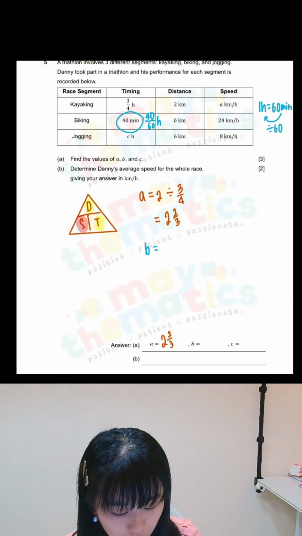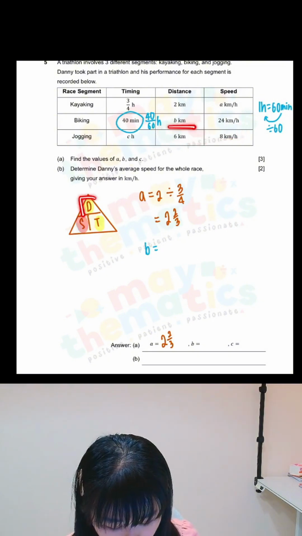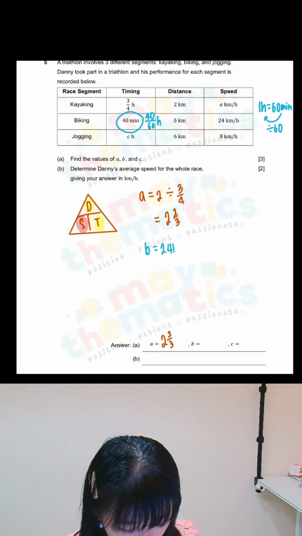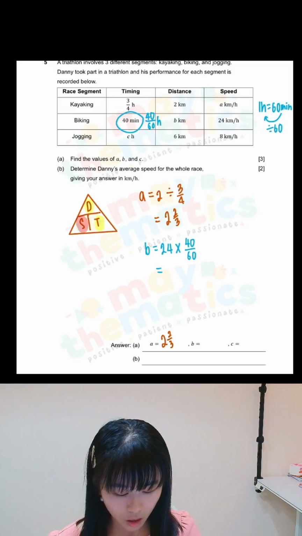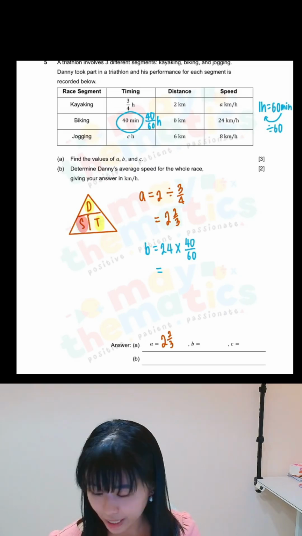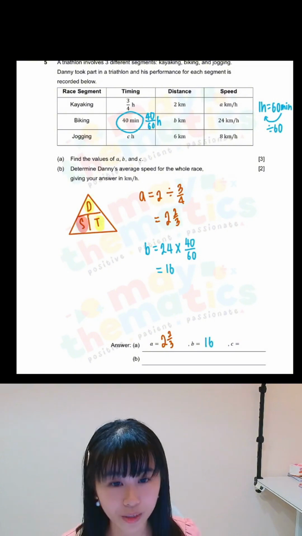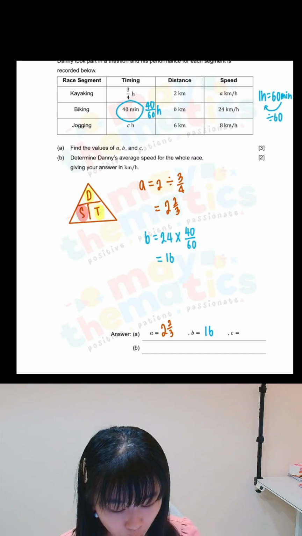Now the units are consistent already. To find the distance, we take speed times time. So we will take 24 km per hour times 40 over 60. That will then give you 16. So B is 16. Next one, C. C is to find the time.